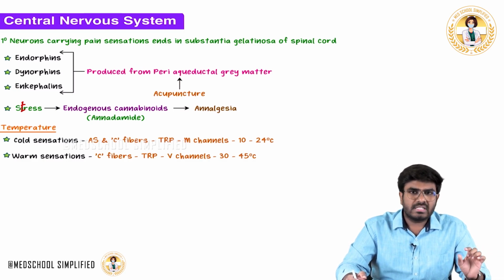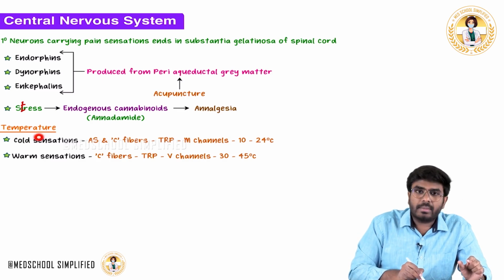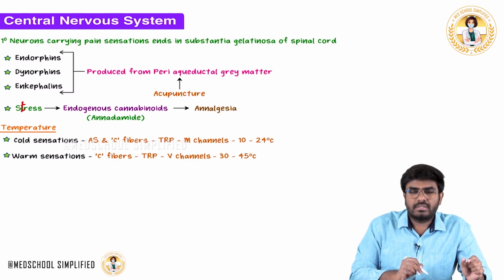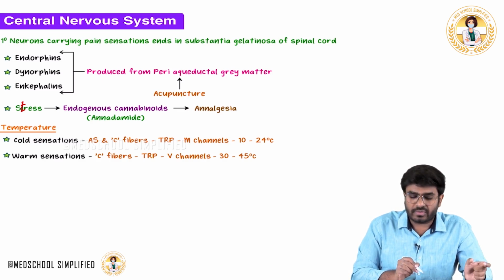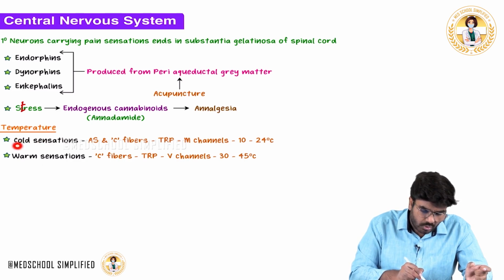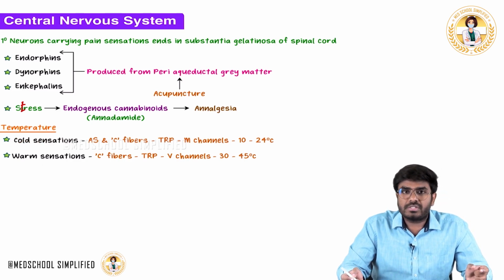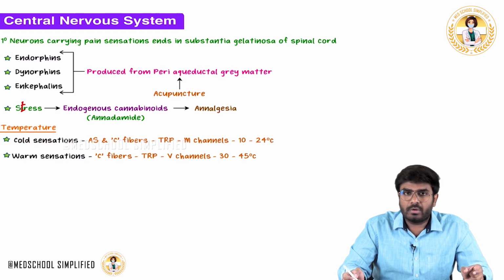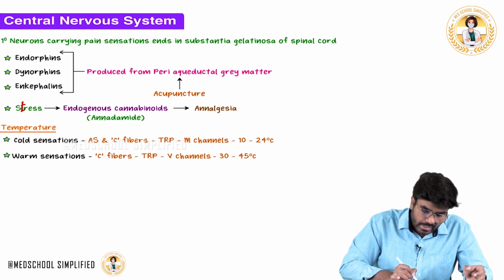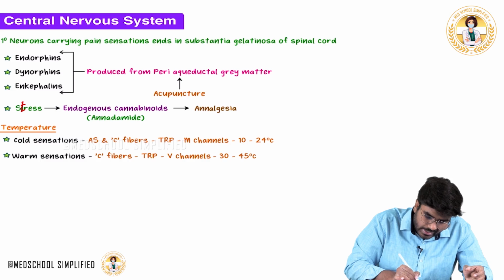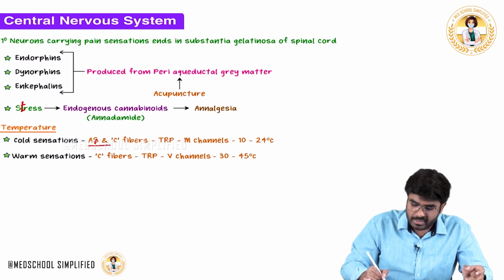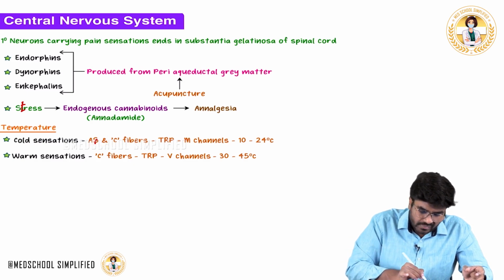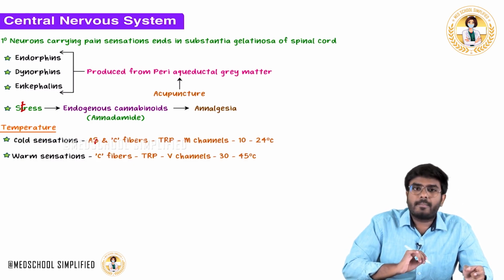Now, here itself, there is a small thing. Temperature is going to stimulate which receptors? Thermoreceptors. How many types of temperature are there? Temperature is of two different types: cold temperature and warm temperature. Cold sensations are carried by A delta fibers and C fibers. Remember, cold means AC. So A delta fibers carry both.